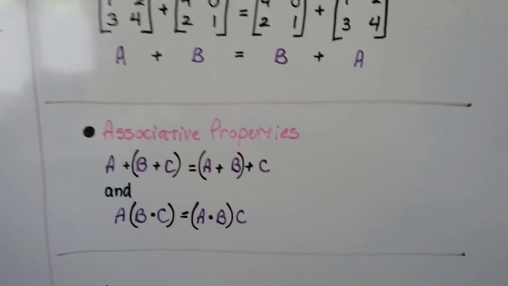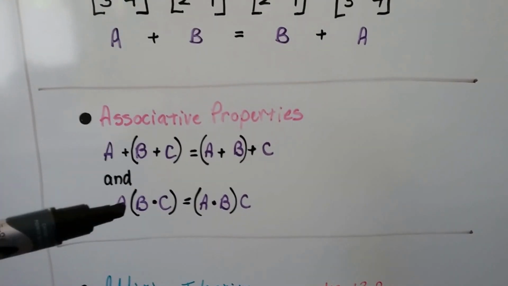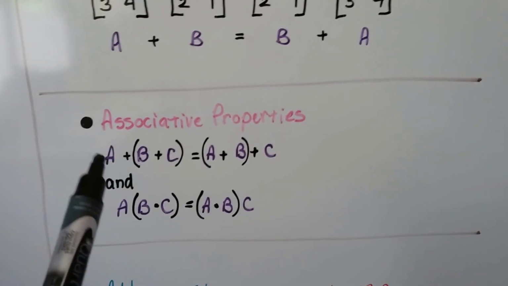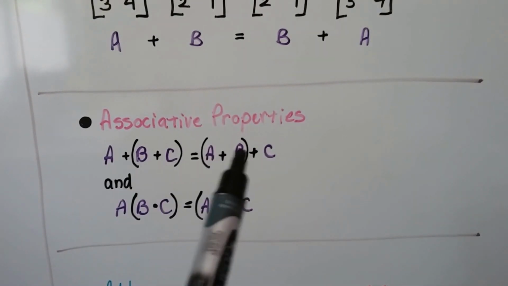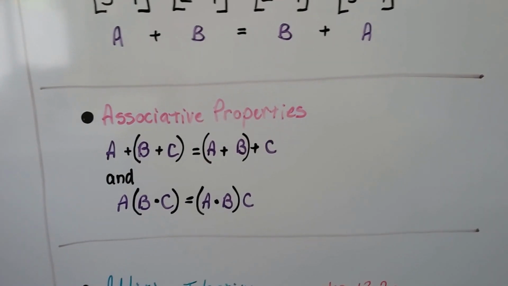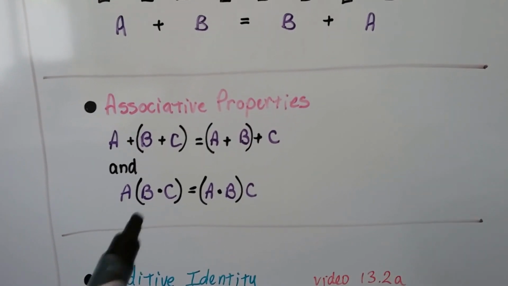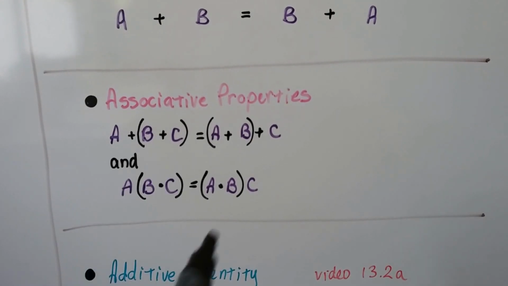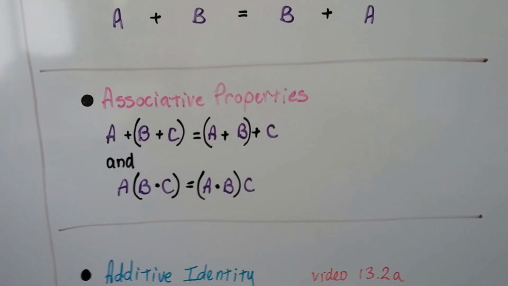And the associative property holds true for addition and multiplication. We can add these two matrices together and then add A, or we could add A and B together and then add C. We'll get the same thing. They'll equal each other. And for multiplication, we can multiply these two together and then A, or multiply A and B together and then C.